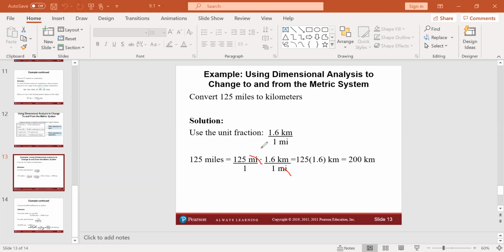And it's an especially useful way for deciding which way we should be multiplying or dividing. So 125 miles times 1.6 kilometers per 1 mile gives you 125 times 1.6, which is 200 kilometers. So 125 miles is 200 kilometers. So a single mile is longer than a kilometer. Not so bad when you use those unit fractions, downright pretty freaking good, if you ask me. And I would hope that you ask me, because I can tell you.